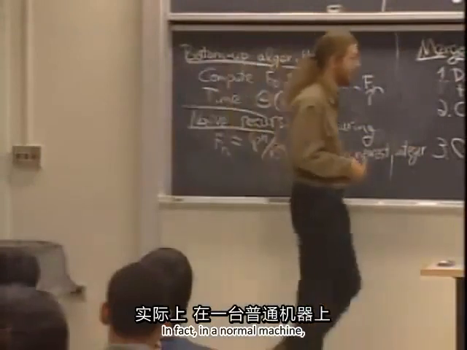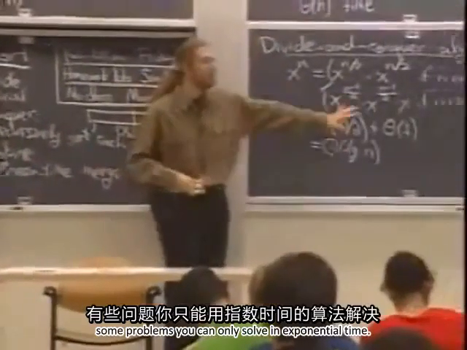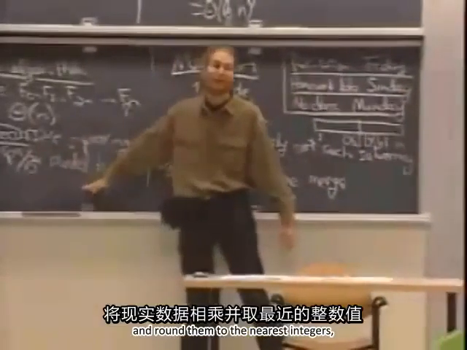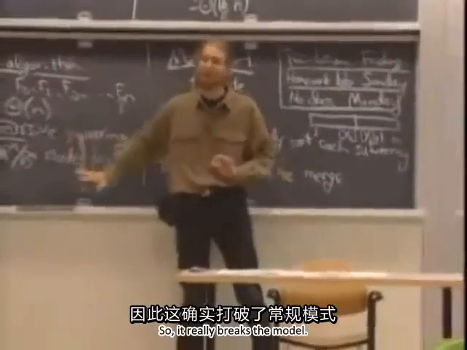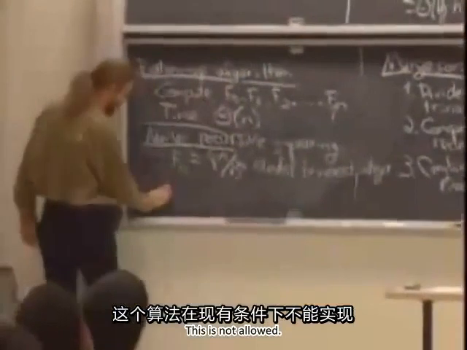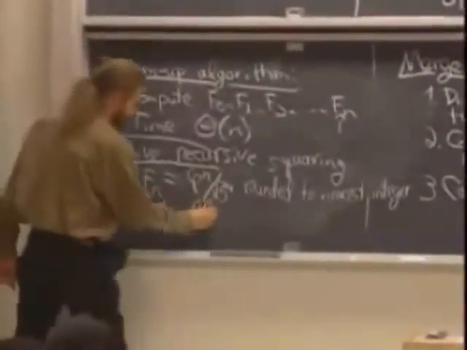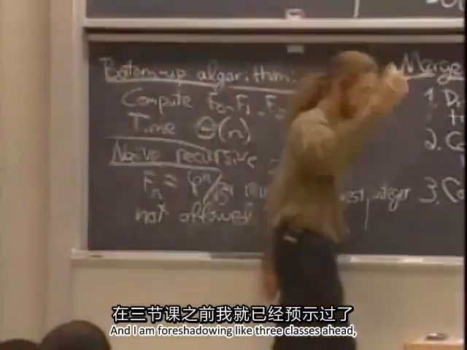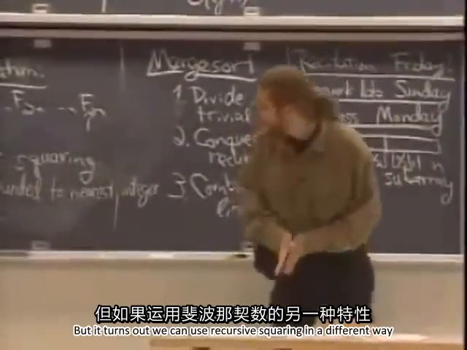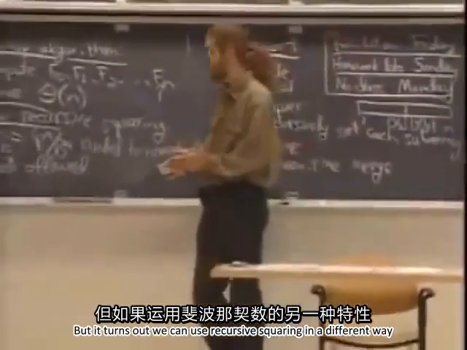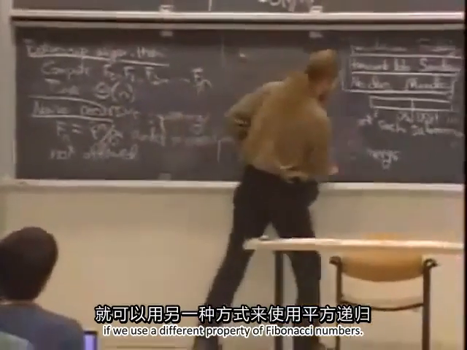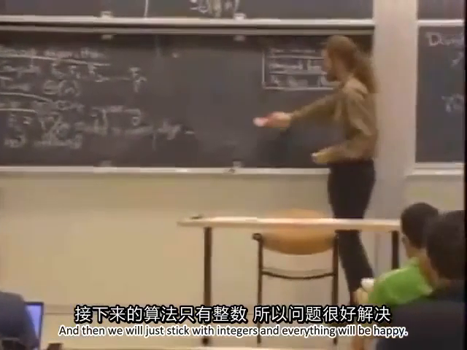In fact, in a normal machine, some problems you can only solve in exponential time. In a machine where you can multiply real numbers and round them to the nearest integers, you can solve them in polynomial time. So it really breaks the model. You can do crazy things if you were allowed to do this. This is not allowed. And I'm foreshadowing like 3 classes ahead, or 3 courses ahead, so I shouldn't talk more about it. But it turns out we can use recursive squaring in a different way if we use a different property of Fibonacci numbers. And then we'll stick with integers and everything will be happy.